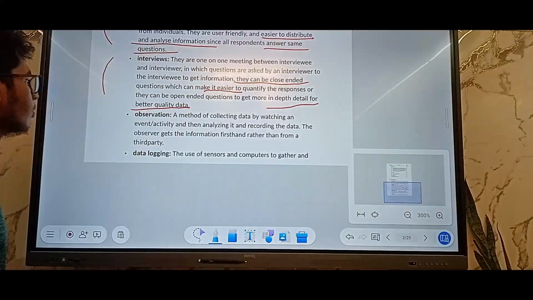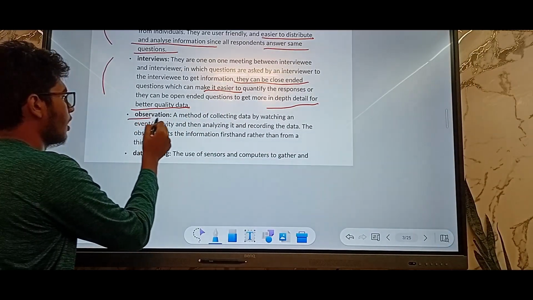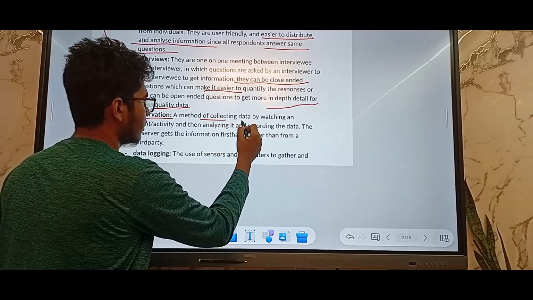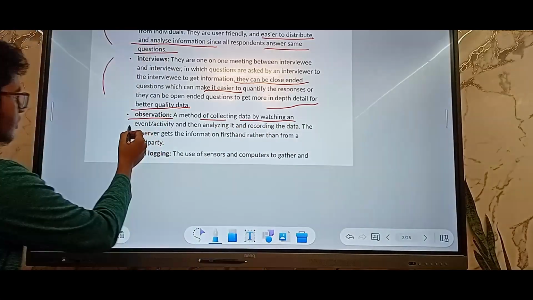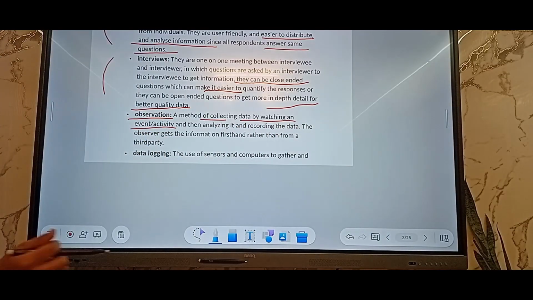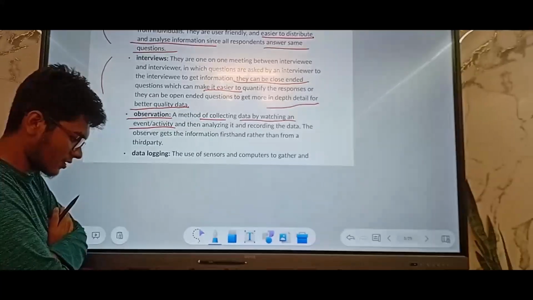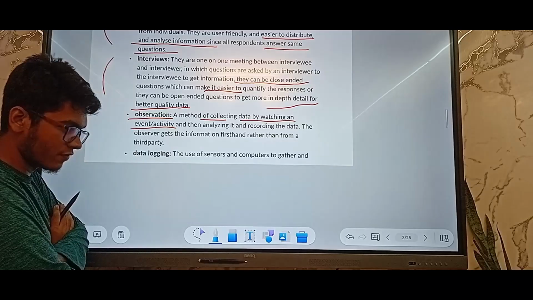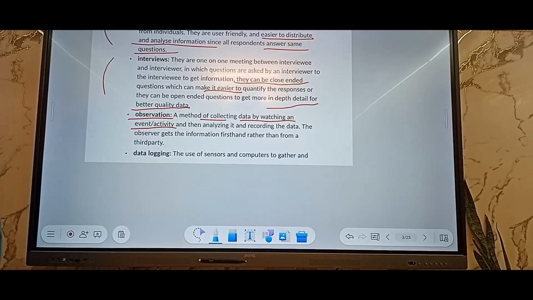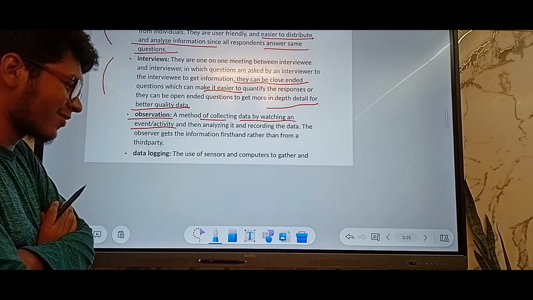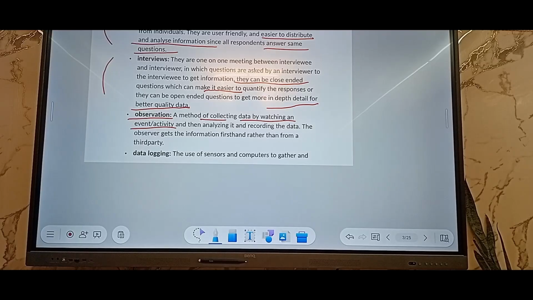Okay. Now we have observation, a method of collecting data by watching an event/activity and then analyzing it and recording the data. So what I can do is go to a Travis Scott concert and just stand and observe, seeing how these kids vibe, which dance they are going to be doing, or what drinks, or maybe.